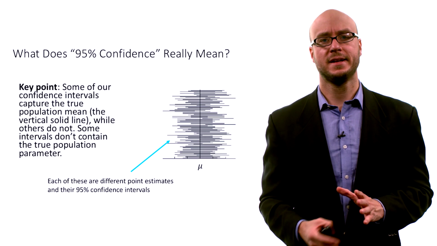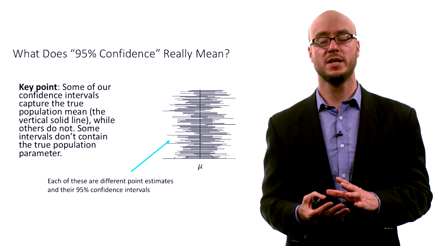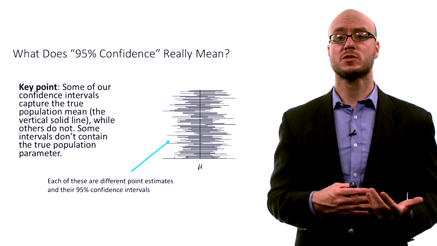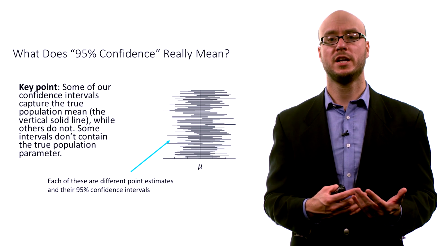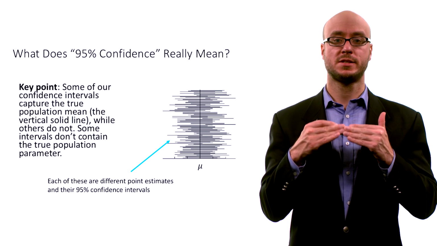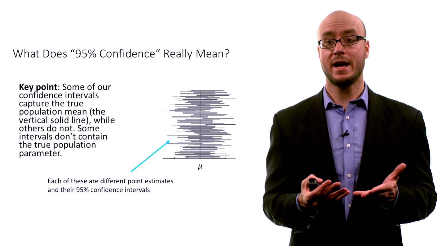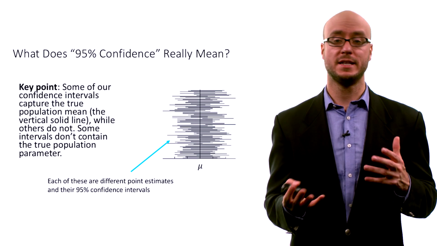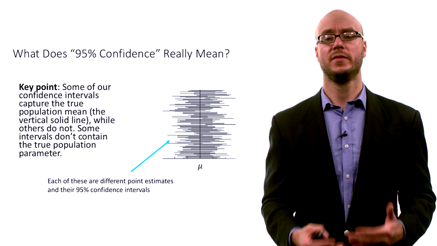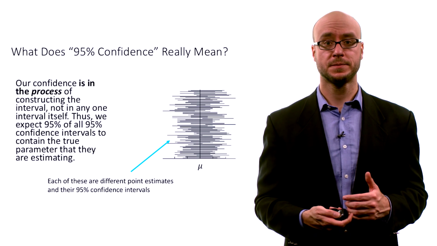Again, the key point is that some of our confidence intervals are going to capture the true population mean, which is given by that vertical line, and others won't. Right? Some intervals won't contain the true population parameter. But since in practice we just have one sample mean and one interval estimate, we don't actually know whether our particular interval contains the true population parameter or not. We're just 95% confident that it does. But in practice, it does or it doesn't.